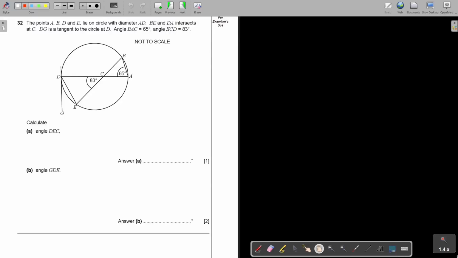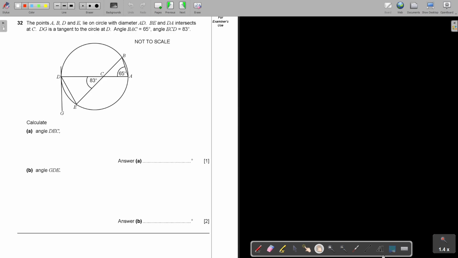Mathematics, Ordinary Level, Paper 1, 2023, Part 6, the final part of Question Paper 1, 2023. Let's start with question number 32.